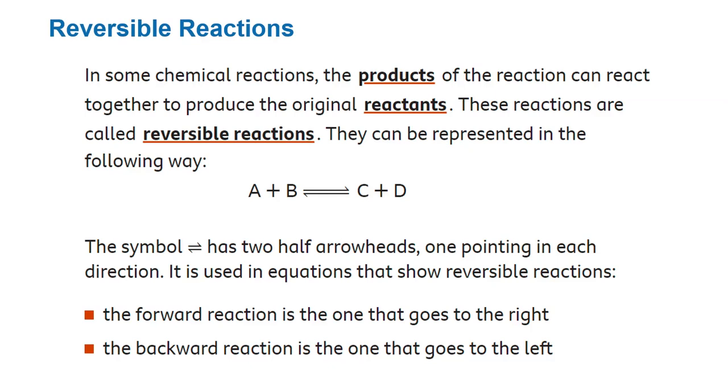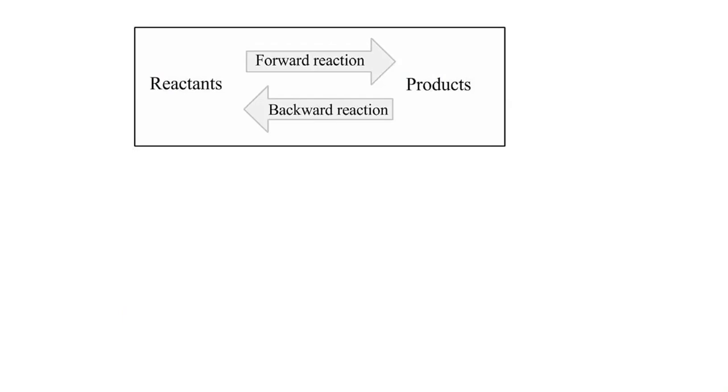The symbol has two half arrowheads, one pointing in each direction. It is used in equations that show reversible reactions. The forward reaction is the one that goes to the right. The backward reaction is the one that goes to the left. Remember, the reversible reactions undergo changes in both directions. The arrow towards right is the forward reaction and arrow towards left is backward reaction.